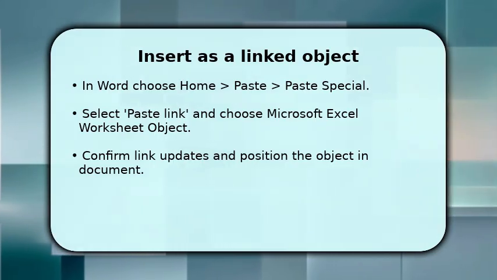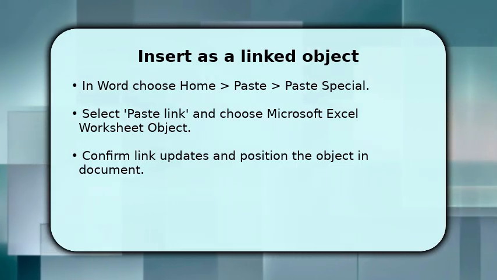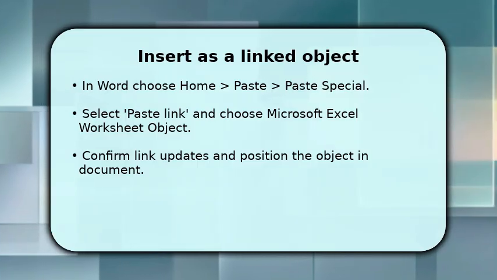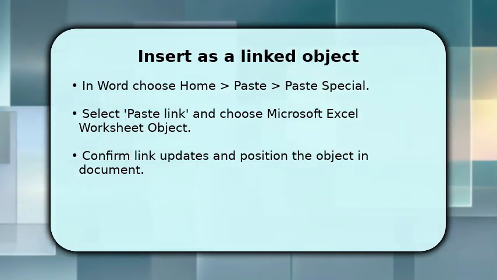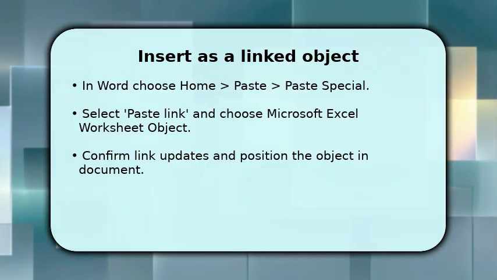Use Home, Paste Special. Select Paste Link and pick Microsoft Excel Worksheet object so the data remains linked. This creates an embedded object that references the Excel file rather than a static picture, so updates flow through. Resize or align the object as needed.